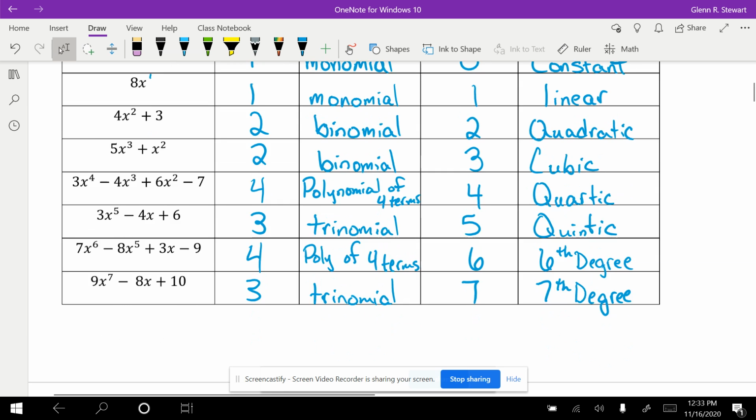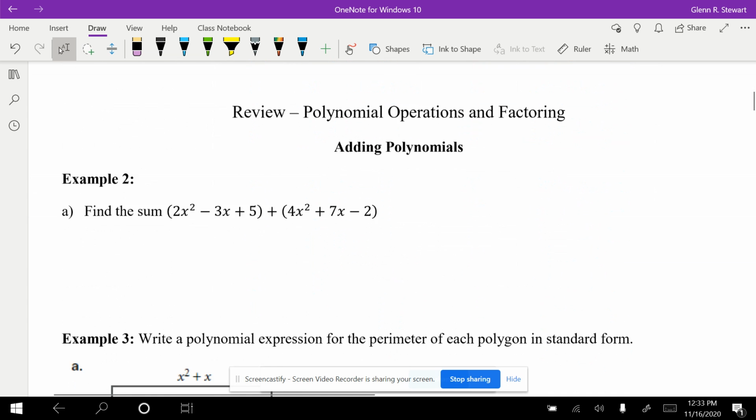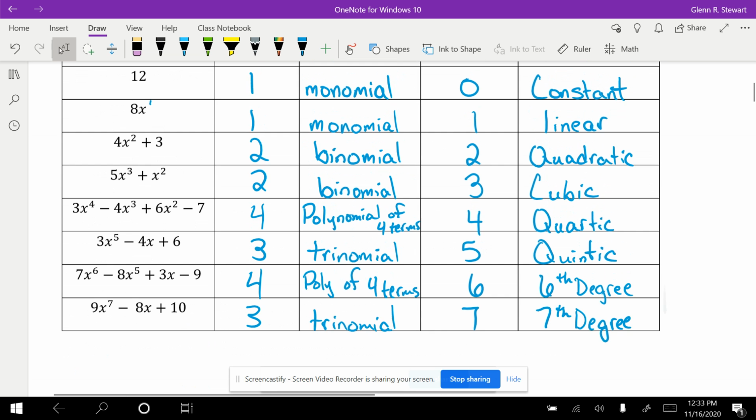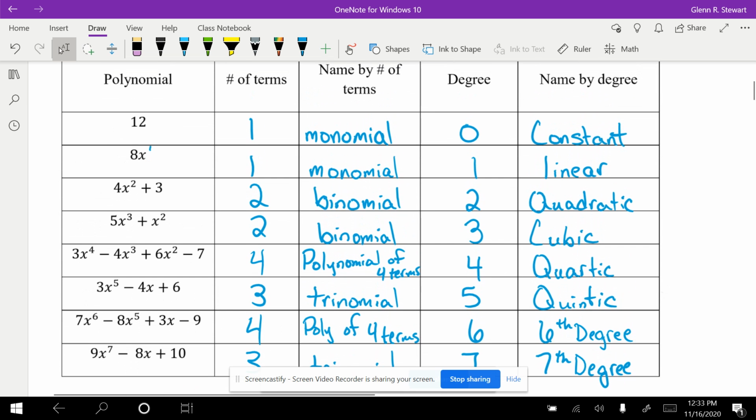Okay. I am going through this rather quickly, so again, if you guys do have any questions, just let me know. Yes? Oh, absolutely. Yeah, if you want to take a picture of this or screenshot it, you can.